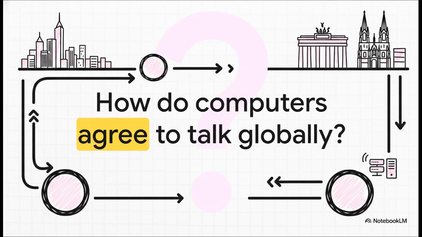Think about the logistics for a second. You're sitting in New York, the server you want is in Germany. How do these two machines agree to dedicate resources to each other and sync up over thousands of miles of deep-sea cables and random routers?